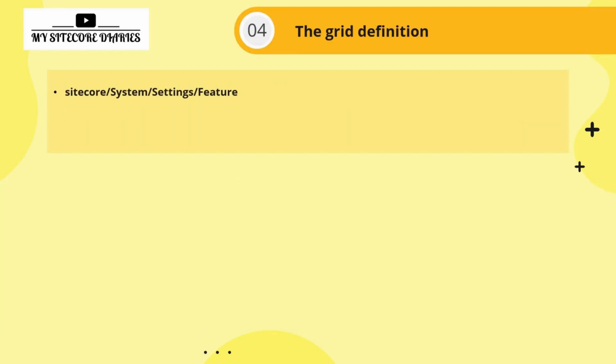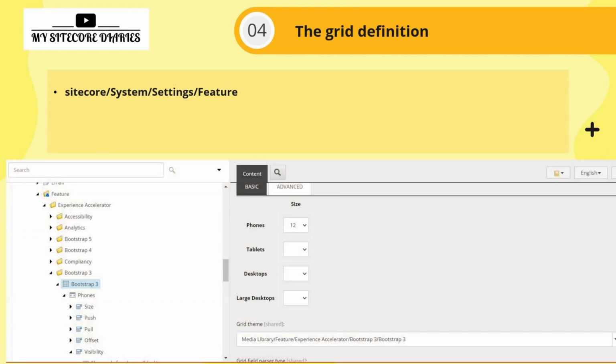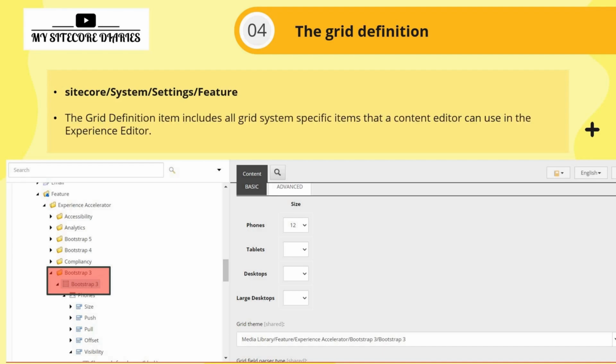Now what is a grid definition? A grid definition is basically how your grid is structured. You will find the grid definition in Sitecore, System, Settings, Feature folder. Bootstrap 3, Bootstrap 4, Bootstrap 5, Grid 960 will be there, and they have different settings which we will see soon. We will see exactly in the site what is available, but the grid definition is where you have the complete definition defined in your Sitecore system settings features. The grid definition item includes all grid system specific items that a content editor can use in the Experience Editor. We will see what is there in the grid definition.